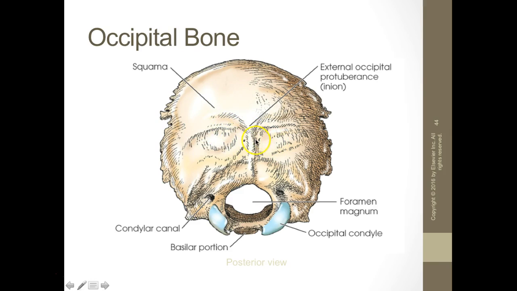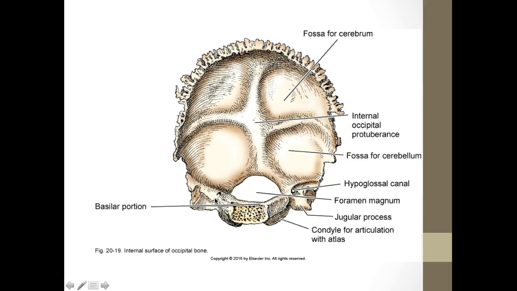So here is your squamous portion, and then you can see your inion here, so you can see it pops out a little bit. Here's your foramen magnum, your occipital condyle, your basilar portion here, and then your condylar canal.